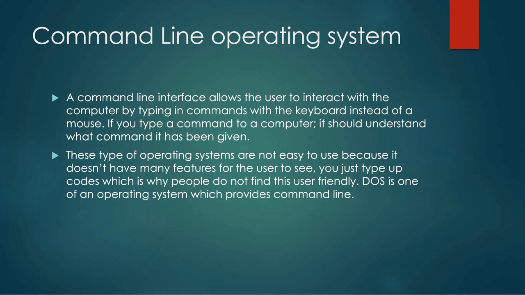So a command line operating system is an interface that allows the user to interact with the computer by typing in commands with the keyboard instead of a mouse. So basically, it's a bit like programming, like I said previously. It's a bit like the DOS operating system. So if you type a command to a computer, it should understand what command it has been given.